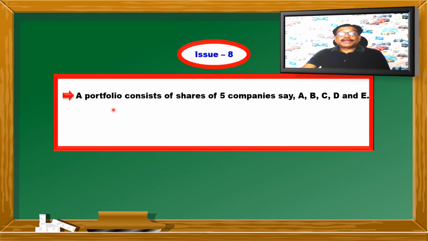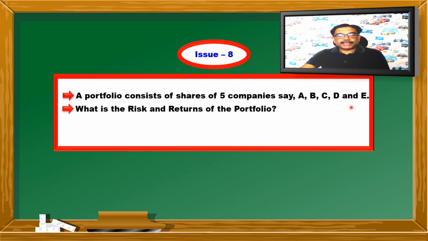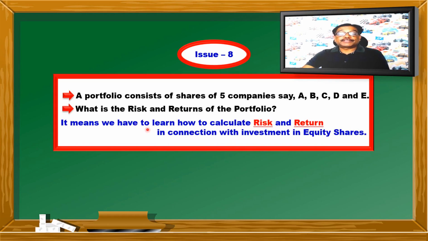Next one. A portfolio consists of shares of 5 companies, say A, B, C, D and E. What is the risk and return of the portfolio as a whole? We have to learn how to calculate risk and return in connection with investment in equity shares. We have a chapter known as portfolio management, and in this chapter we would learn it.